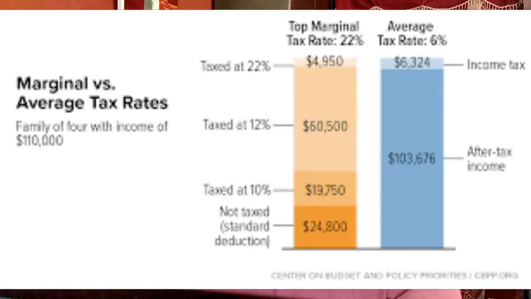And the next point is, what is the difference between the average and marginal tax rate? A taxpayer's average tax rate is the share of income that they pay in taxes. By contrast, a taxpayer's marginal tax rate is the tax rate imposed on their last dollar of income. Taxpayers' average tax rates are lower, usually much lower than their marginal rates.